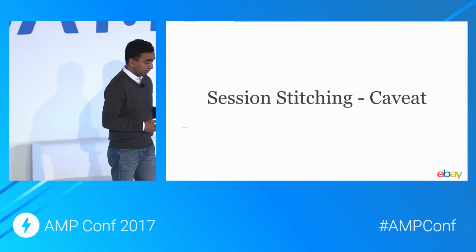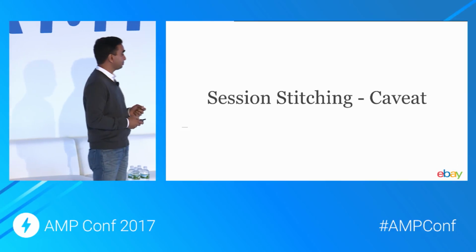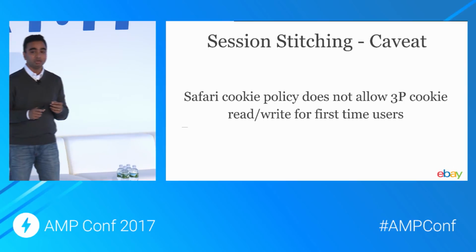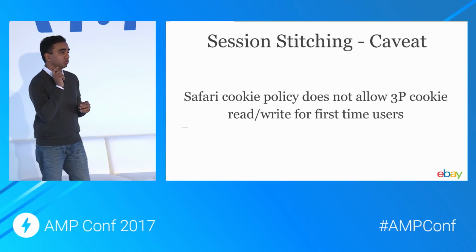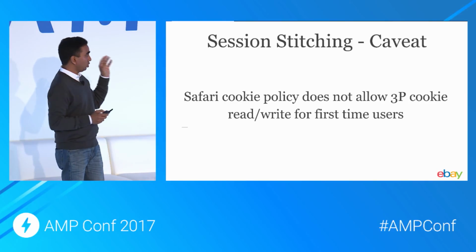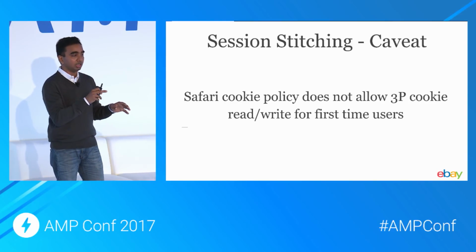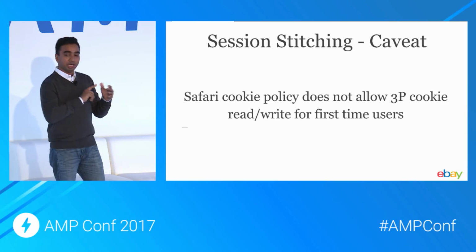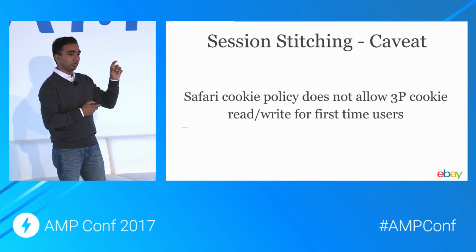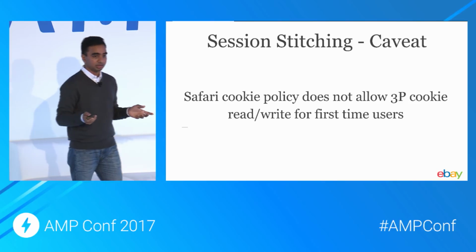There is also a caveat in session stitching, which I mentioned earlier. Safari cookie policy does not allow third-party read and write cookies for first-time users. Meaning, if a user has never visited ebay.com and they go to the Google search results, click on a link, and the AMP view shows up, the page impression call gets fired. And in the response, I mentioned there is a set cookie header, right? That cookie doesn't get set.